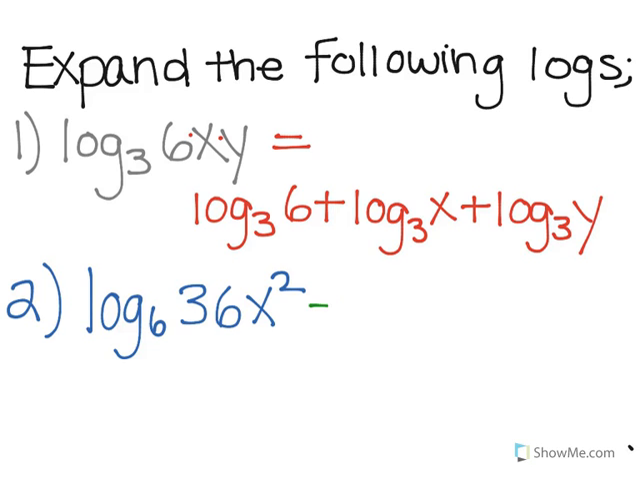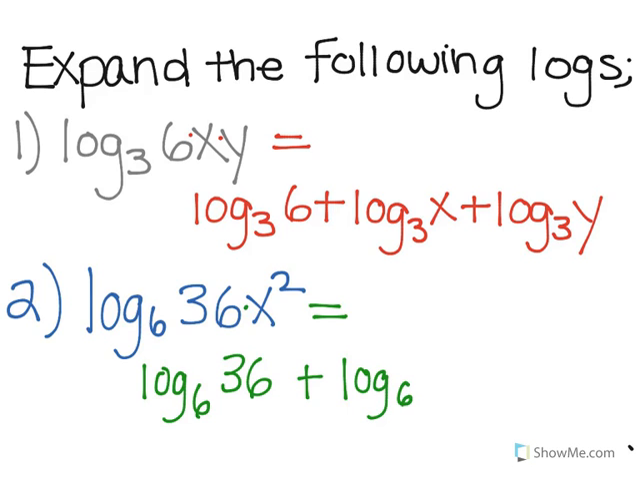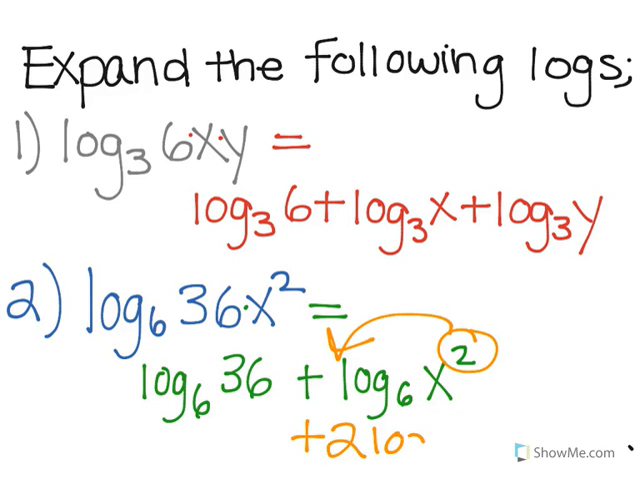Alright, so when we expand this log function, since we are multiplying 36 times x squared, the first thing that I'm going to do is write log base 6 of 36 plus log base 6 of x squared. So now, if you can do this all in one step, that's fantastic. But now I'm going to fly down the 2. And I'm going to make this one log, 2 times log base 6 of x.